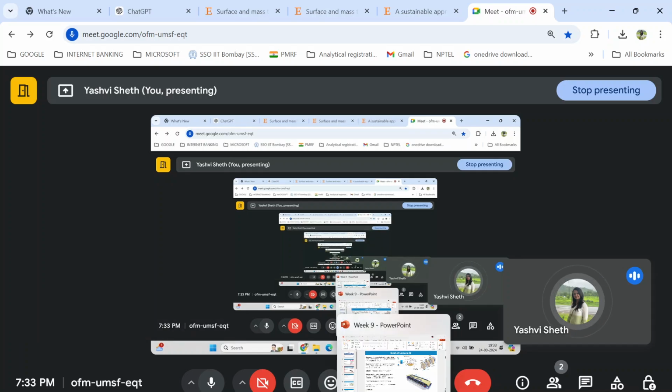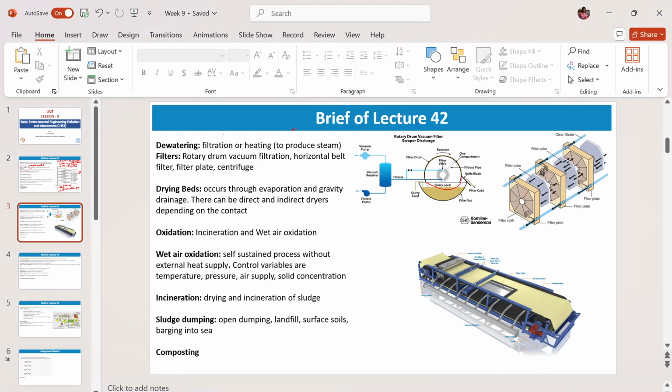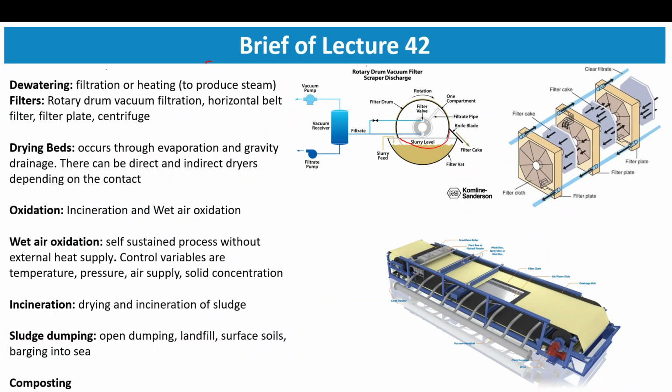So now let's move forward. Next are the drying beds. Drying beds are nothing but, as the name suggests, large areas of land on which the sludge is spread. Now, two things occur: evaporation and gravity-based separation.